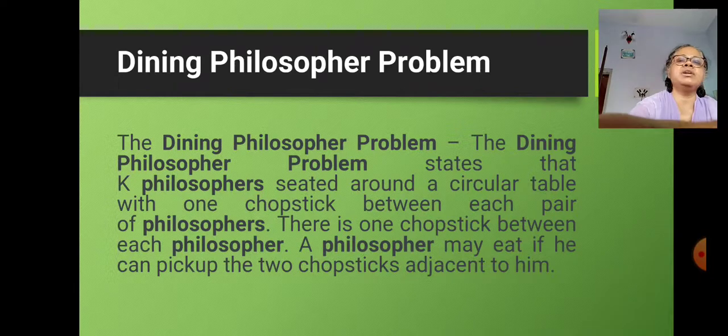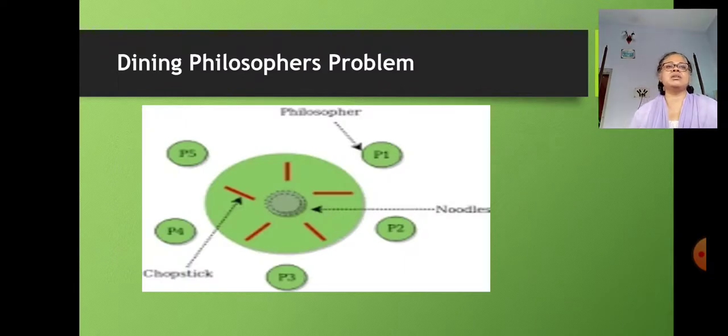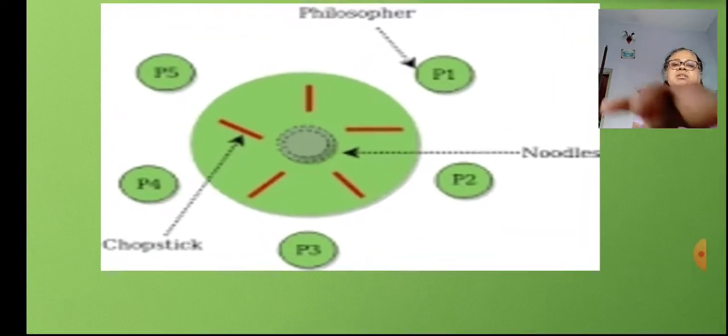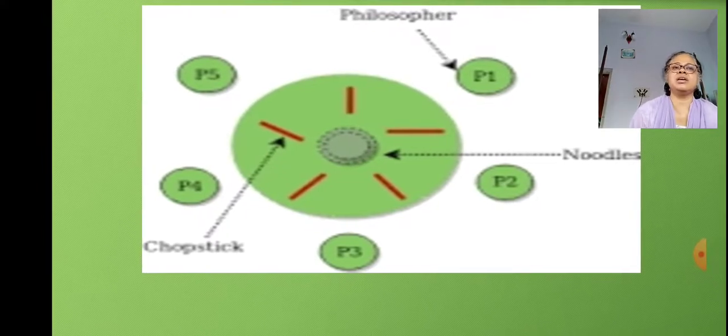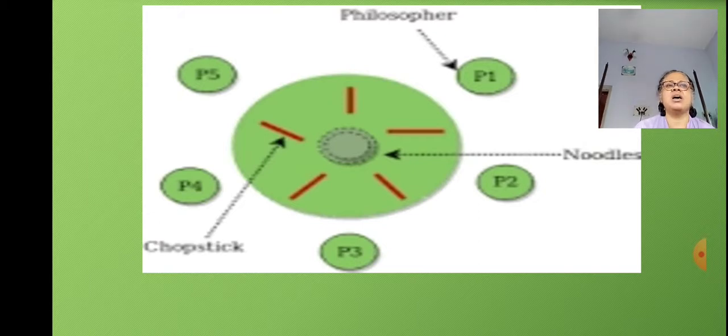See the diagram. In the center of the table there is a bowl of rice, and the table is laid with 5 single chopsticks. When a philosopher thinks, he does not interact with his colleagues. From time to time, a philosopher gets hungry and tries to pick up the 2 chopsticks that are closest to her.